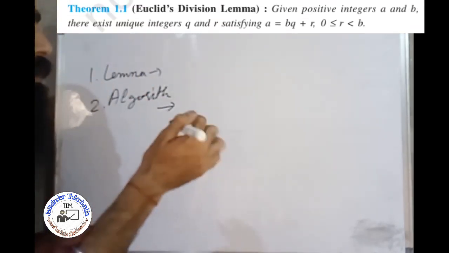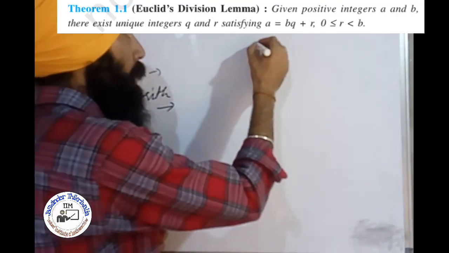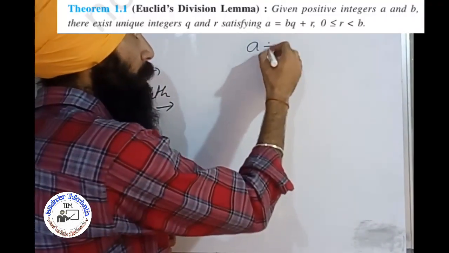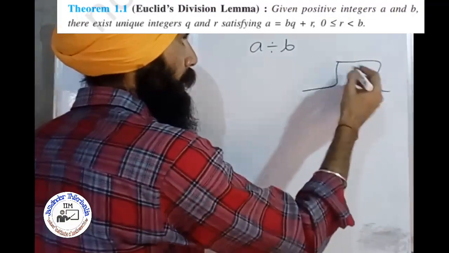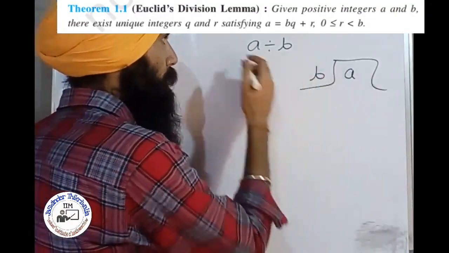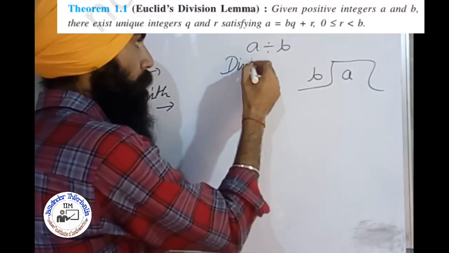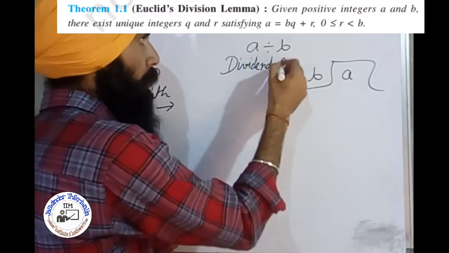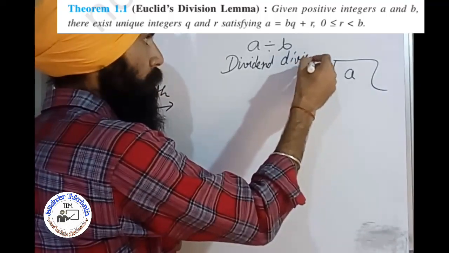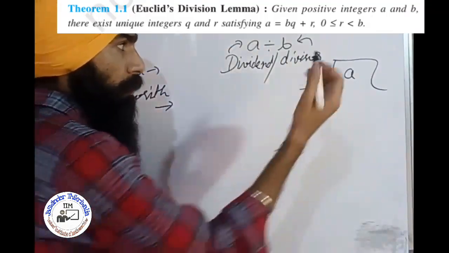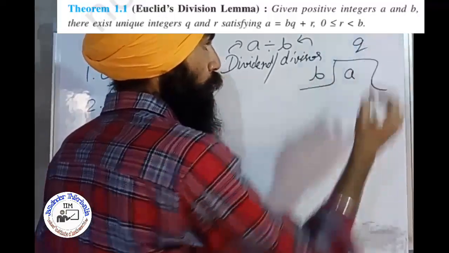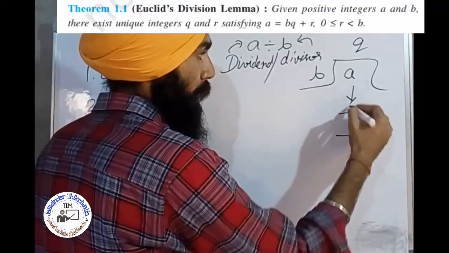So now, first of all, we have read the division lemma statement. In this, what is there? If we have a number a and we want to divide it by number b, this is a division symbol, and we want to divide a by b. a is the dividend and b is the divisor. These are both different things, divisor and dividend. Now you will get a quotient and at the end you will get a remainder.